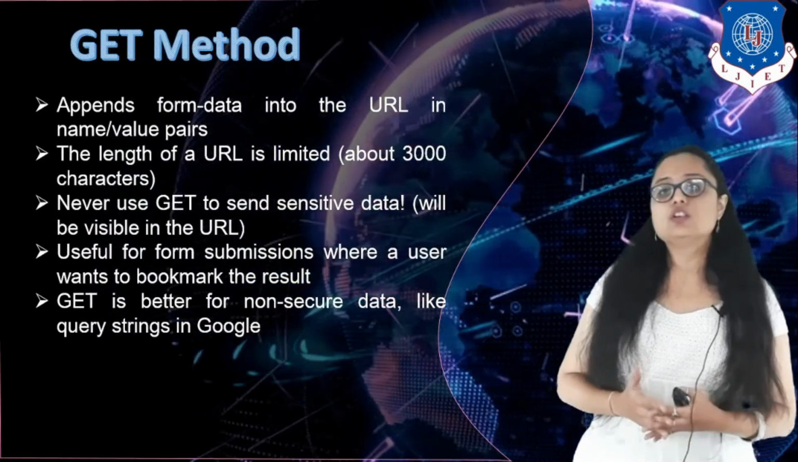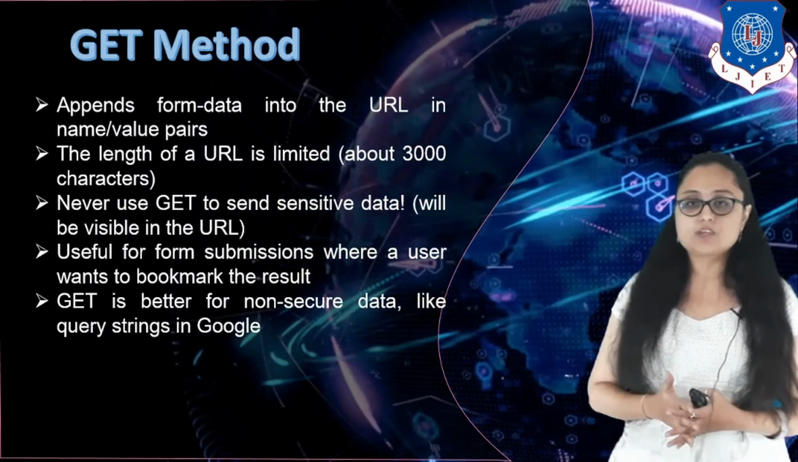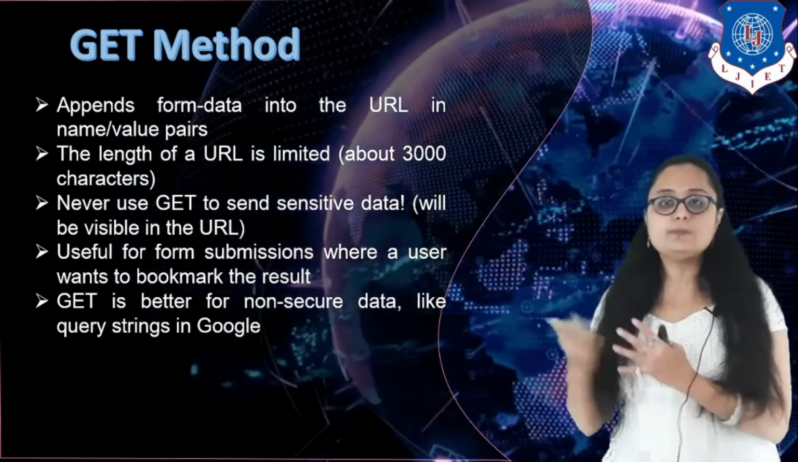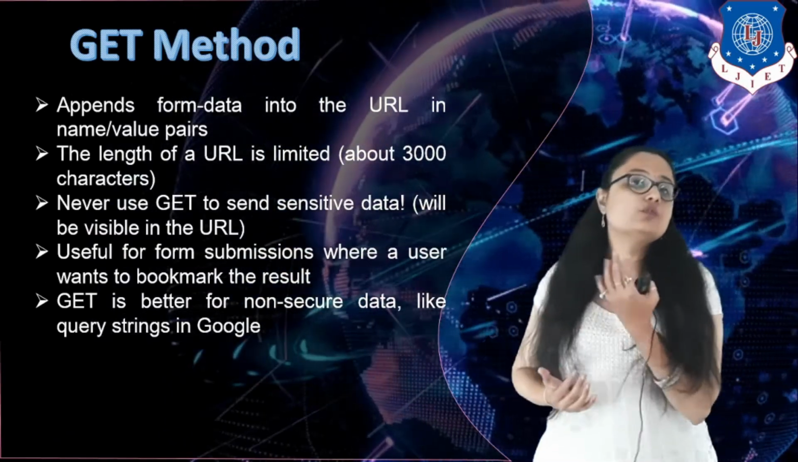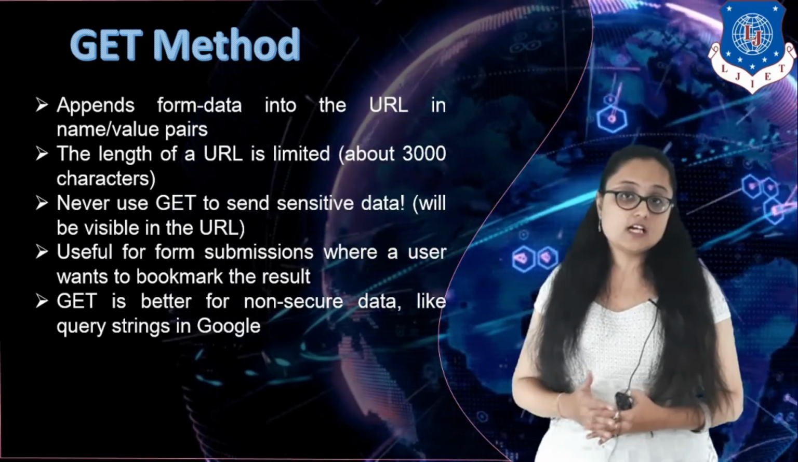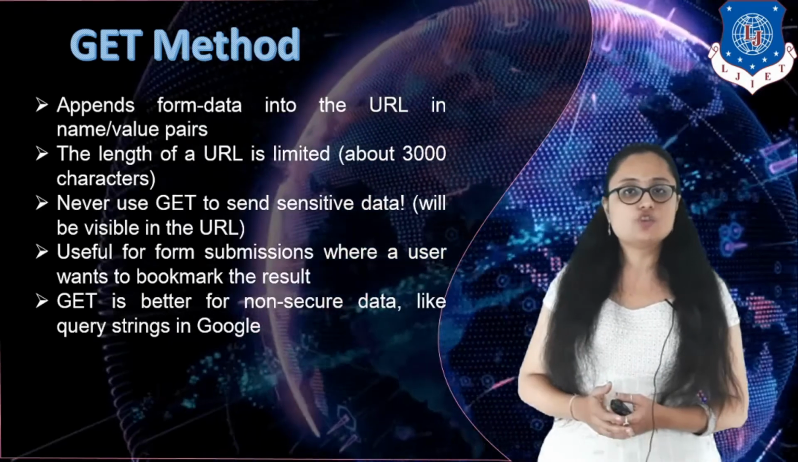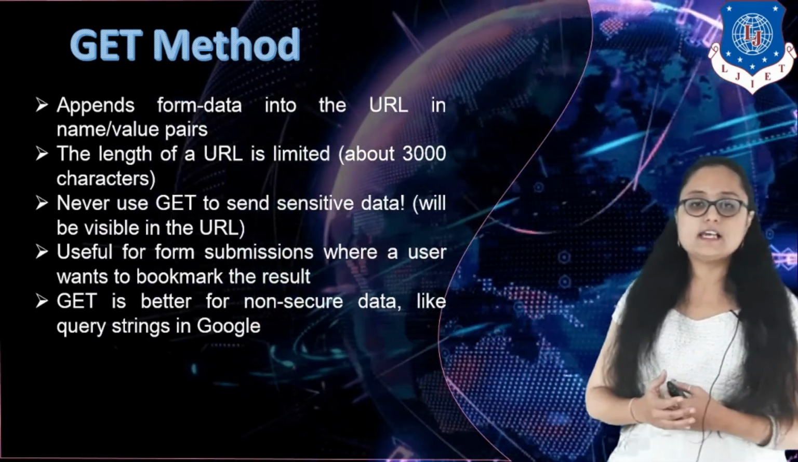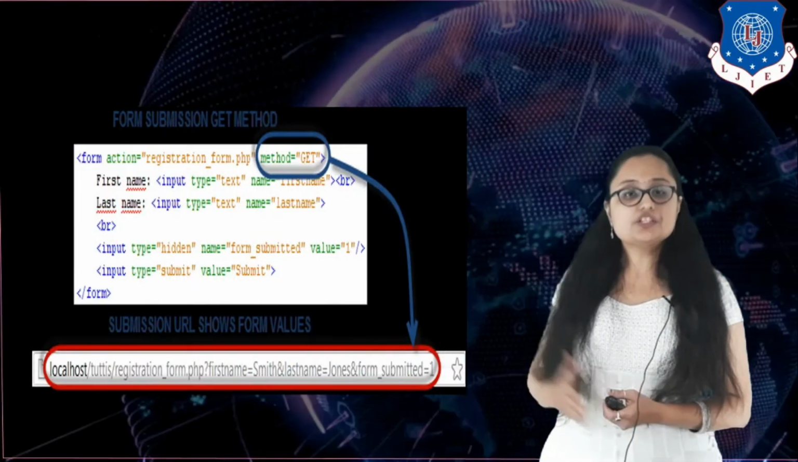Also, we never use the get method for sending sensitive data, because as we have discussed, the name value pairs appear inside the URL, right? If you are able to view the sensitive data inside the URL, that is not a good thing. So the get method is not used for sending secure, or you can say sensitive, data. So this was all about the get method.